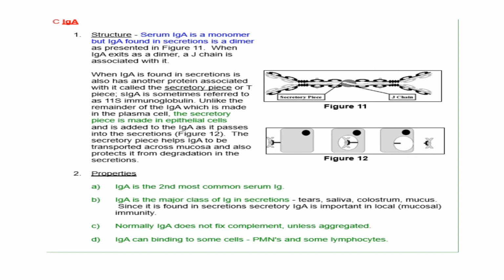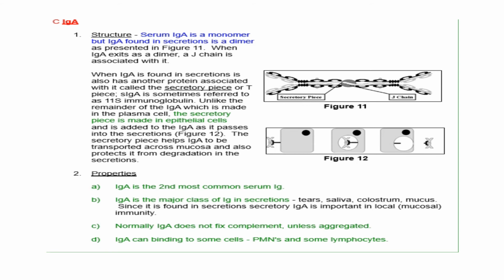Now there is another J chain within the secretory IgA immunoglobulin molecules. When IgA is found in secretions, it also has another protein associated with it. It's called the secretory piece or the T piece. Secretory IgA molecule is sometimes referred to as 11S immunoglobulin. Unlike the remainder of the IgA, which is made in the plasma cells, the secretory piece is made in the epithelial cells, usually the epithelium of the respiratory system or the gastrointestinal system. And it is added to the IgA as it passes into the secretion.